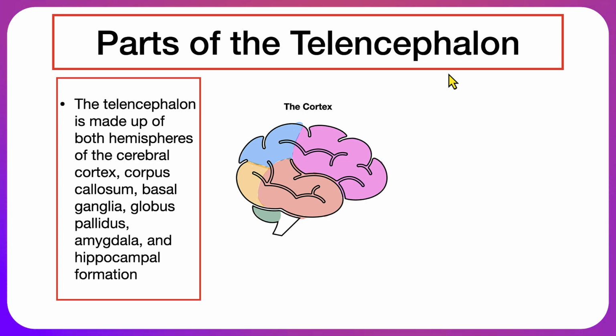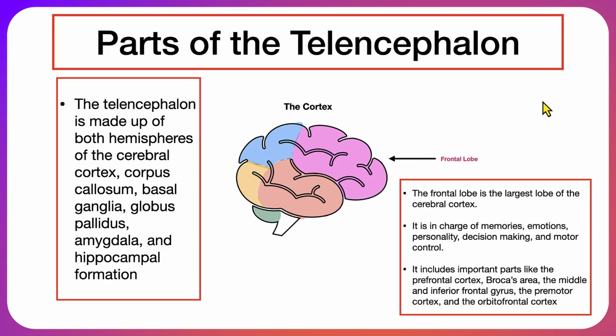So if we were to look at the cerebral cortex, it is divided into 4 main lobes. The first lobe is going to be the frontal lobe. And the frontal lobe is going to be the largest lobe of the cerebral cortex. And it's going to be in charge of memories, emotion, personality, decision-making, and motor control. Now the frontal lobe is going to contain a lot of important parts. Some important parts are going to be the prefrontal cortex, Broca's area, the middle and inferior frontal gyrus, the premotor cortex, and the orbitofrontal cortex.